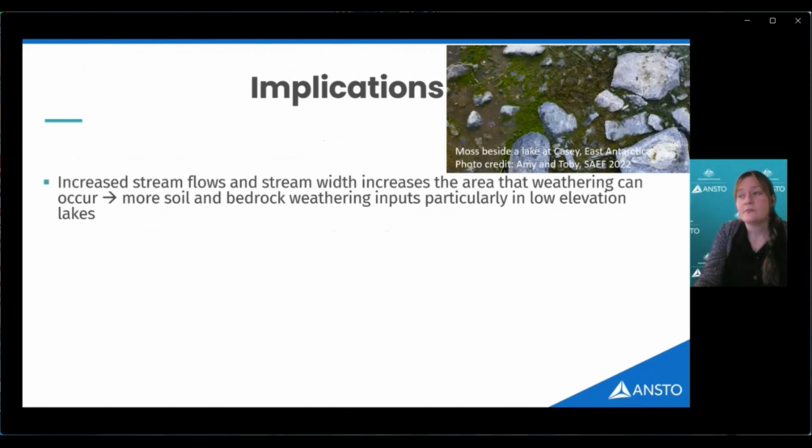We may also see increases in stream flows and stream width due to greater quantities of meltwater. That would increase the area where weathering can occur. And so we might see more soil and bedrock weathering inputs, particularly in lower elevation lakes in the future.